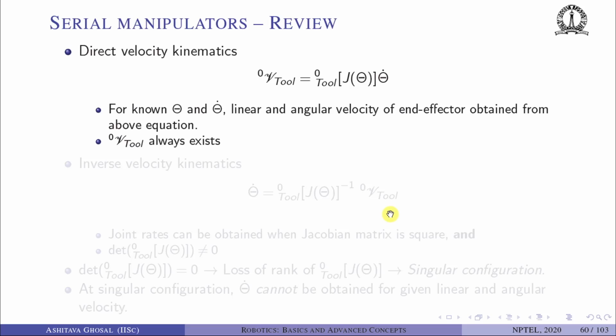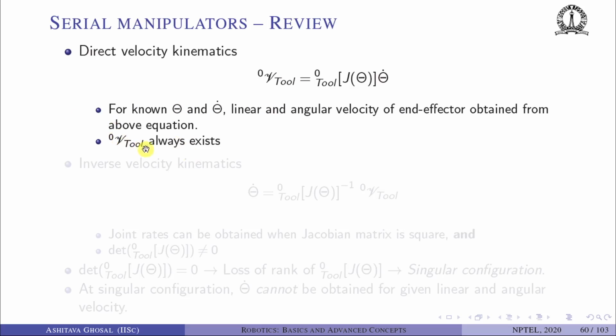Just a review of the serial manipulator velocity kinematics. The direct velocity kinematics is given by, on the left hand side of this equation, we have linear and angular velocity of the tool coordinate system, which is related to the joint rates theta dot by this Jacobian matrix. So 0 tool Jacobian into theta dot will give the linear and angular velocity of the end effector or the tool coordinate system. So for known theta and theta dot, linear and angular velocity of the end effector can be obtained from the above equation.